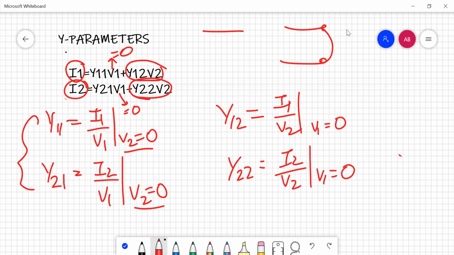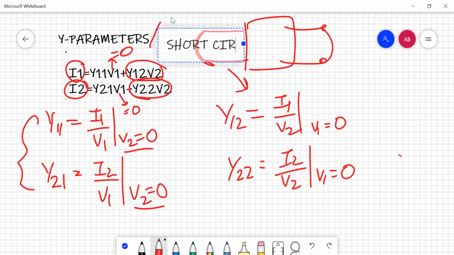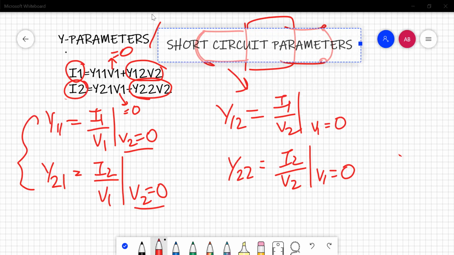Now that means we have to short our input terminals to calculate the value of y12 and y22. So that gives me another name for our y parameters, and that is called short circuit parameters. So if you are given open circuit parameters, you find the Z parameters, and if short circuit parameters, you need to calculate your Y parameters. So now let's start with our numerical.